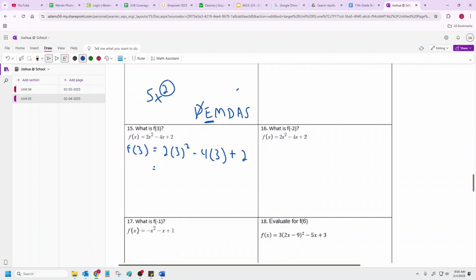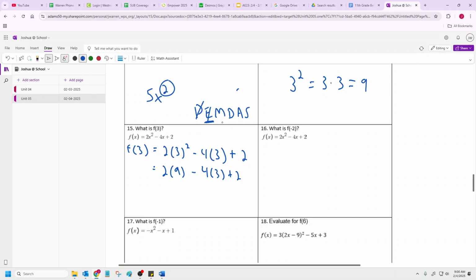So what we're going to do is do 3 squared. 3 squared means 3 times 3. So 3 times 3 is 9. For those who don't see it, 9. And then I'm going to bring everything down. All right. So now there's no exponents.